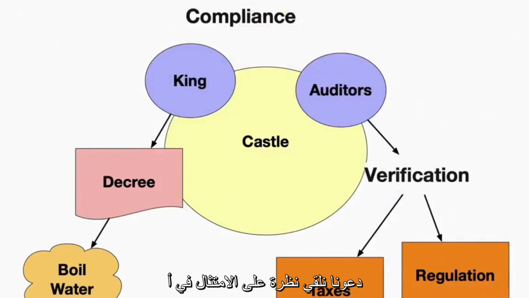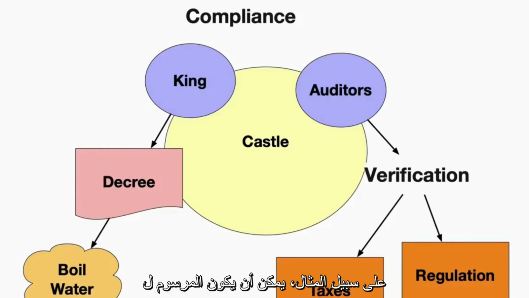Let's take a look at compliance in a medieval castle. If you wanted to maintain compliance with the king's decrees, the castle itself has to have ways to enforce these decrees. So, for example, the decree could be to boil all the water before it's used, and this could protect the safety of everyone in the castle.